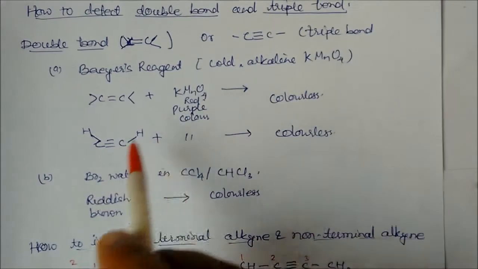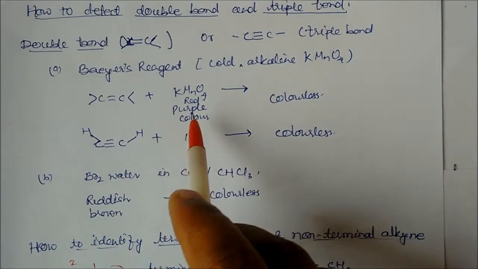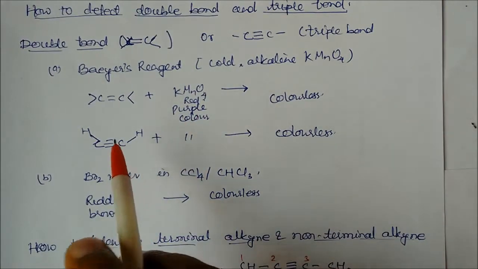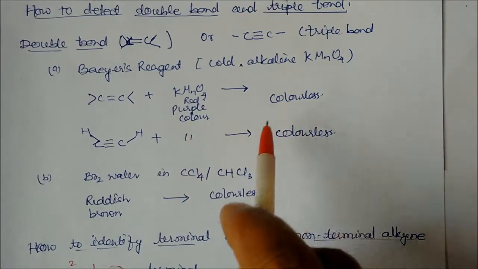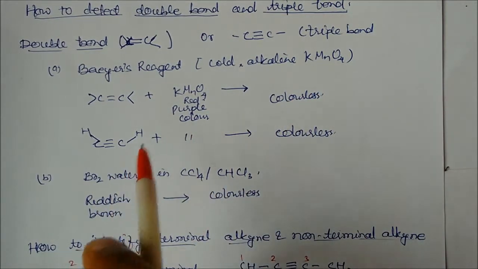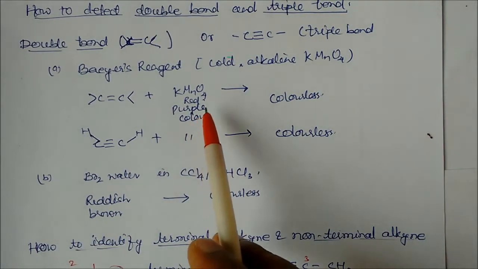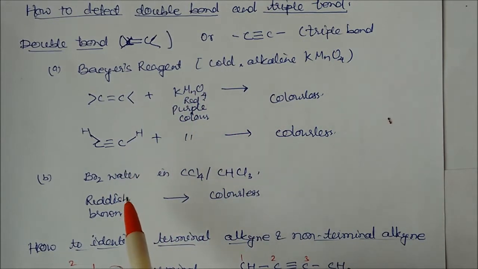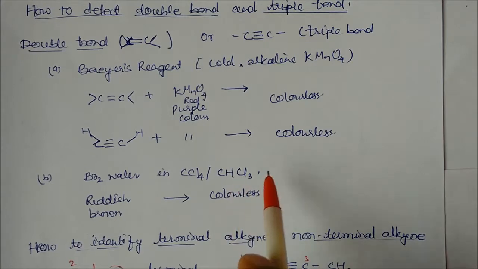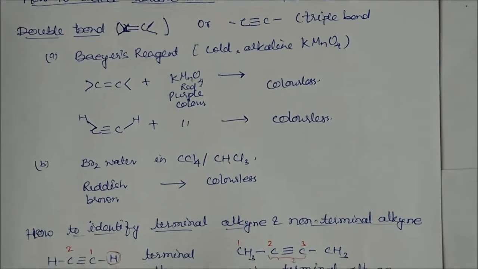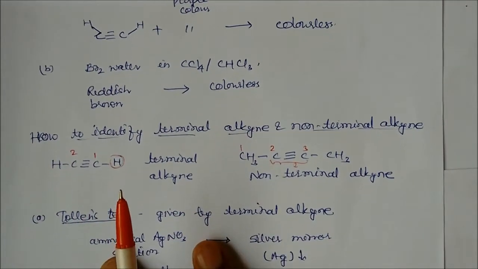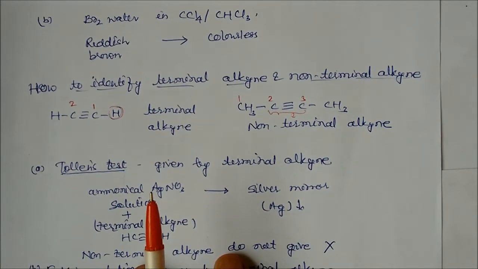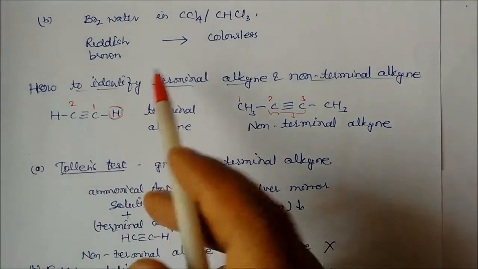So this is discharged. Again, if you take a triple bond and react it with the red-purple KMnO4, this is also discharged, meaning the color also becomes colorless. This is the one test. So if the red-purple color of KMnO4 becomes colorless, this means the compound contains a double bond or triple bond. Now the second test uses bromine water in CCl4 or chloroform. Here the color of the bromine water, with a double bond or triple bond, again becomes colorless.